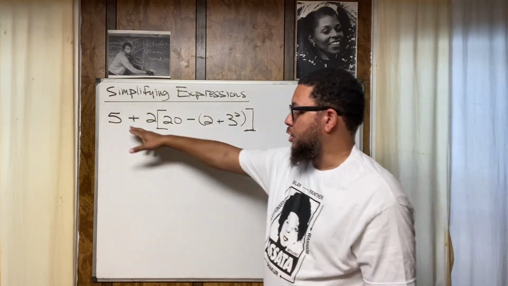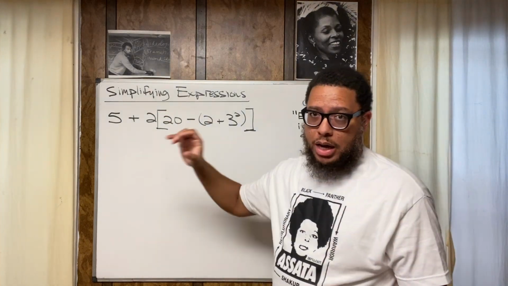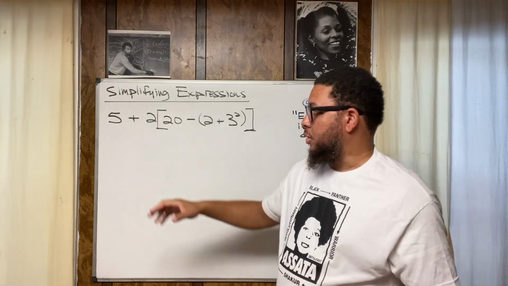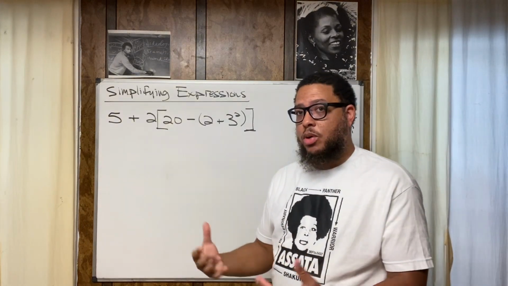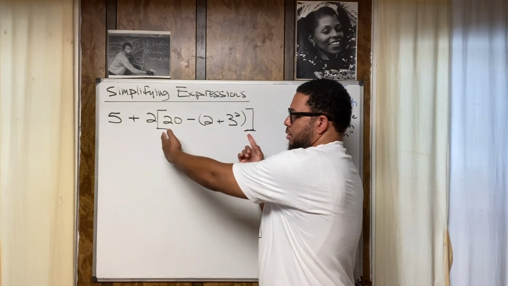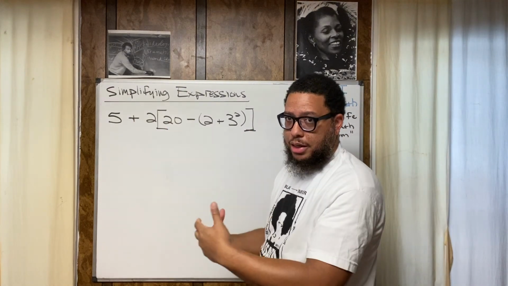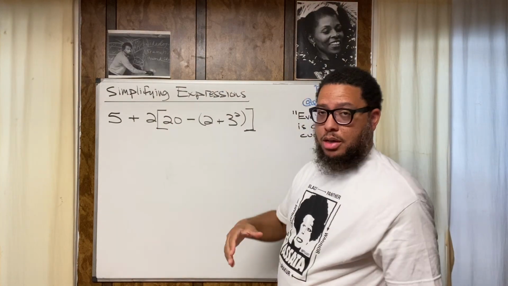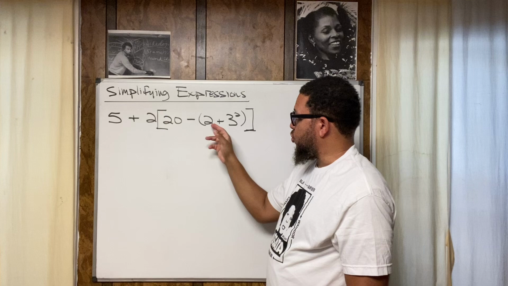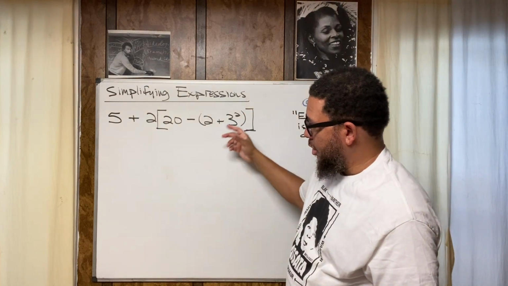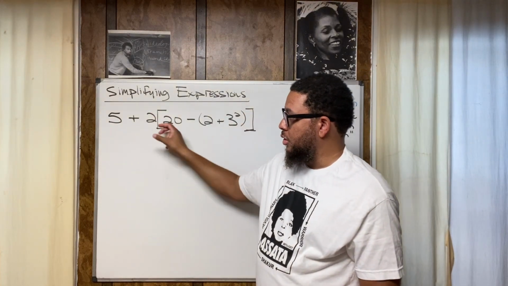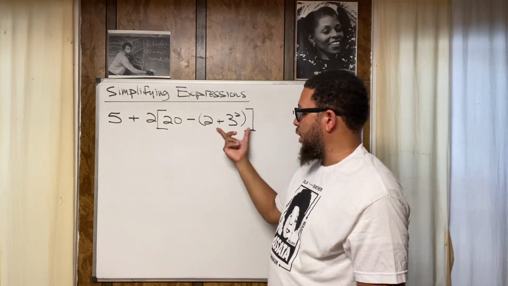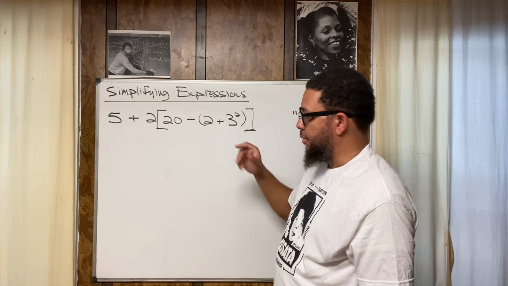So this is 5 plus 2 times the quantity of. We don't say the word bracket. We say times the quantity of. Now the quantity of what? Whatever is inside the brackets. Quantity is an amount. The quantity of 20 minus another quantity, the quantity of 2 plus 3 squared. So we got 5 plus 2 times the quantity of 20 minus the quantity of 2 plus 3 squared.